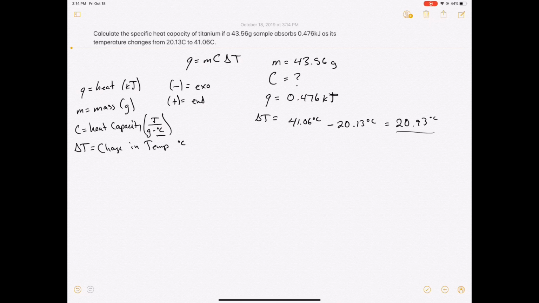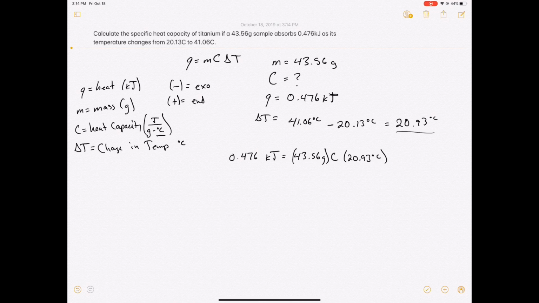All right, so now let's turn this into equation form. So we have Q, 0.476 kilojoules, equals M, 43.56 grams, times C. We don't know the value, so we'll just put that in. And delta T, which is 20.93 degrees Celsius.